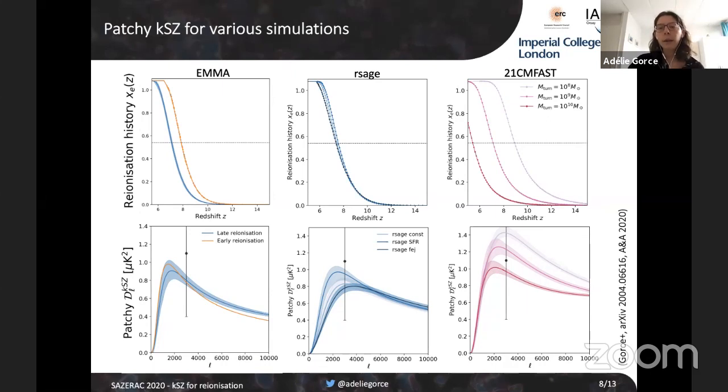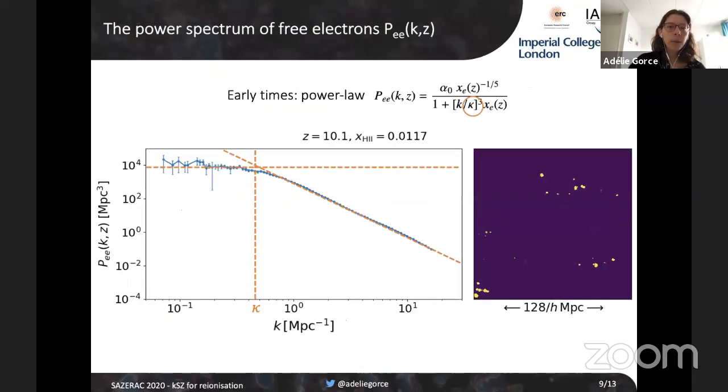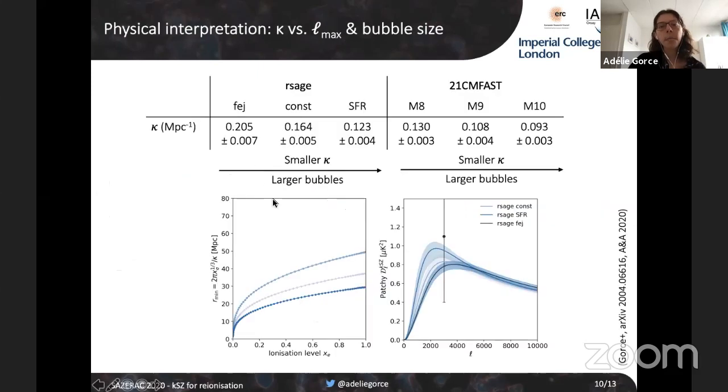So how can we interpret all of this in terms of the 2 parameters I've defined before? So first, let's look at the kappa parameter. The kappa parameter is the frequency above which your power drops off, as illustrated here. And we find that for all the simulations we have, each time we have larger bubbles, we also have a smaller drop-off frequency, a smaller kappa.